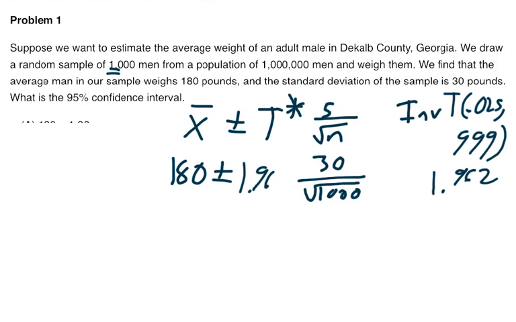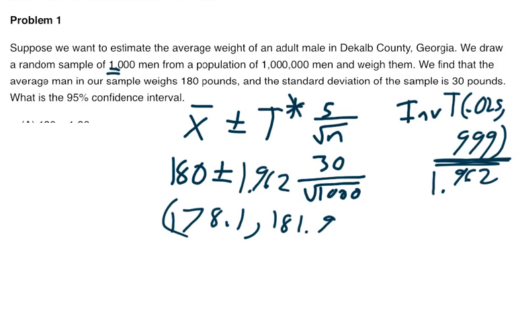which, if you remember, is very close to the normal distribution, and that's because the degrees of freedom is so high, the sample is so big that the T gets very close to the Z distribution. So I get the low end at 178.1 and the high end at 181.9. So there's not a whole lot of area in between these two. So there's not a very big margin of error.